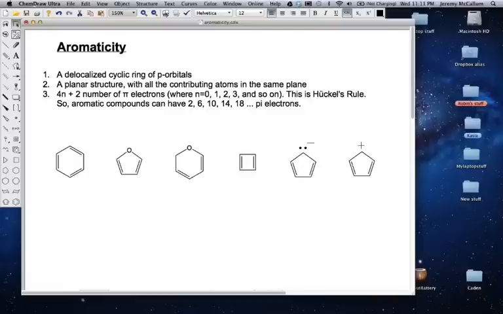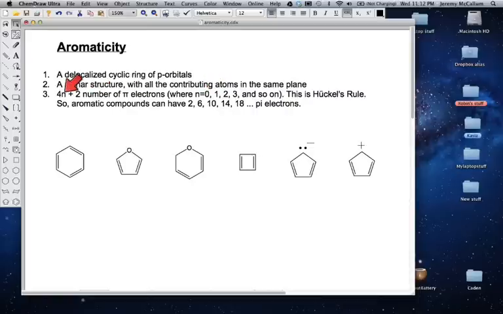Okay, in this video we're going to talk about aromaticity and really talk about what the rules are for determining whether a compound is aromatic or not. There are three criteria for determining whether a molecule is aromatic. Number one, it must have a delocalized cyclic ring of p orbitals. Number two, it must be a planar structure with all of the contributing atoms in the same plane. So all of these p orbitals must be in the same plane.